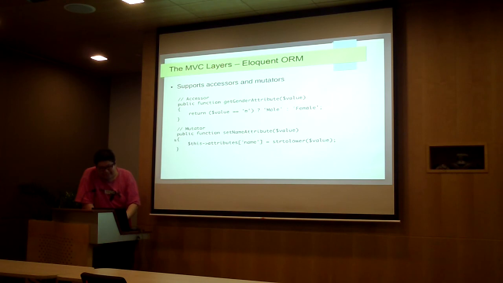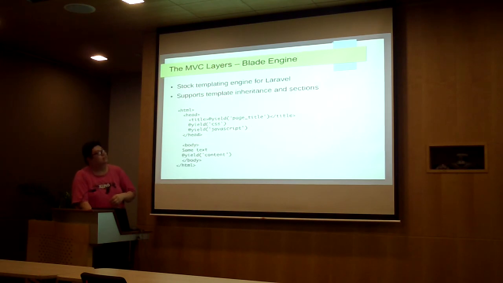So the next thing is the Blade engine. This one can be a bit confusing, so please bear with me. Blade engine is the stock templating engine for Laravel. What is so special about Blade engine is that it supports template inheritance and sections. So what does it mean by template inheritance and section?